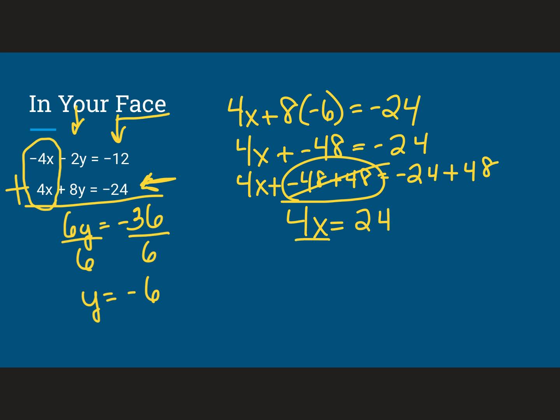Then I'm just going to divide both sides by 4. And I get x equals 6. Therefore, my solution is the ordered pair 6, because x is always first, negative 6. Remember, it's always x, then y. Okay, not too bad. Let's look at one.